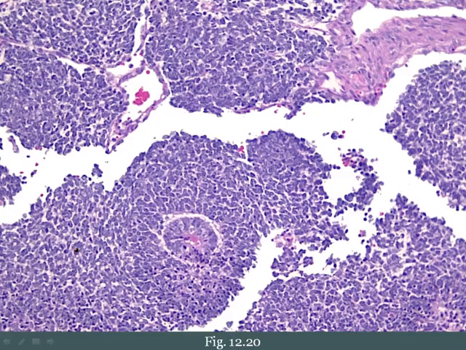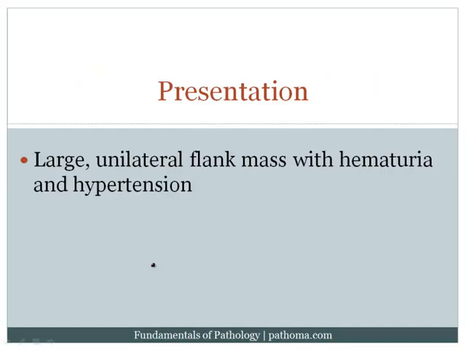Here's an image highlighting a Wilms tumor. All of these small dark blue cells here, they all represent blastema. Now you can also see that there is a stromal component, and focally there's also formation of a tubule. However, again, the key component in this tumor is blastema, and it's the blastema that has the ability to form stroma along with tubules and primitive glomeruli. Patients with Wilms tumor generally present with a large unilateral flank mass, classically with both hematuria and hypertension. And the hypertension is actually due to renin secretion.